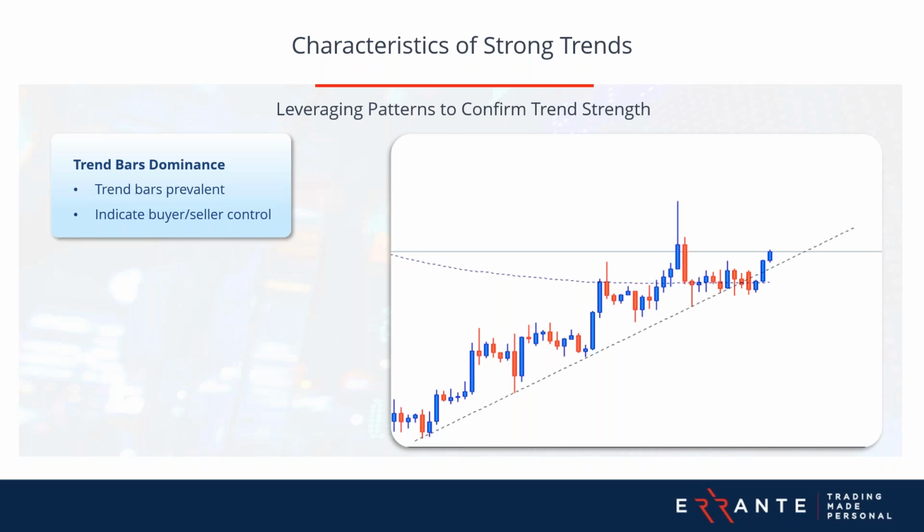These are the linchpins of price action analysis. The prevalence of trend bars moving in the direction of the prevailing trend underscores the control exerted by buyers or sellers. Recognizing trend bars is fundamental. They are not mere movements, but strong indicators of continued momentum in the trend's direction. And this recognition provides a robust basis for our trading decisions, allowing us to act with greater confidence.